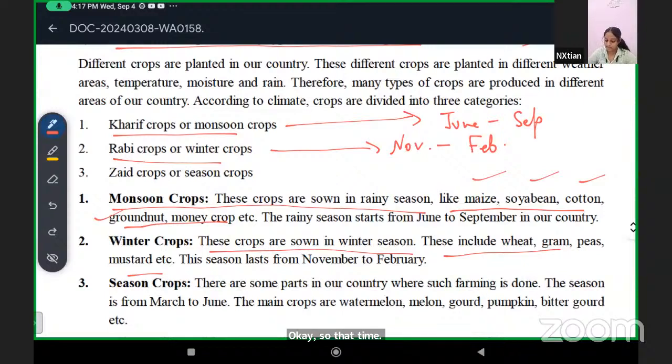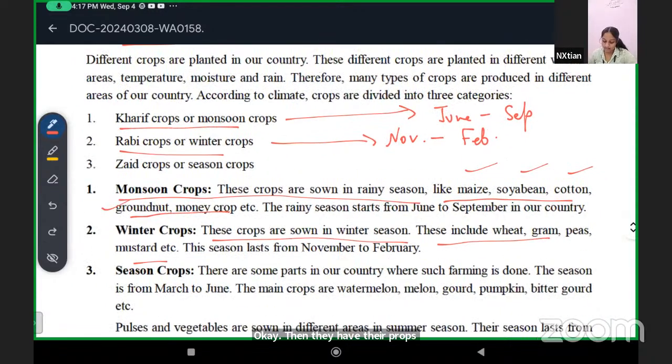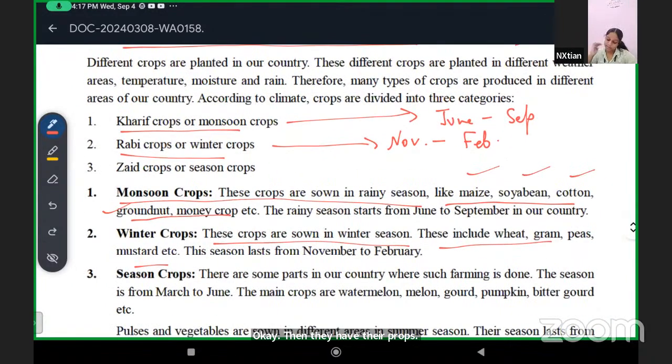Then we have zaid crops or seasonal crops. There are some parts in the country where such farming is done. The season is from March to June. Seasonal crops means, have you ever heard people say, for some fruits and vegetables, this is in season right now? My grandmother says that all the time.